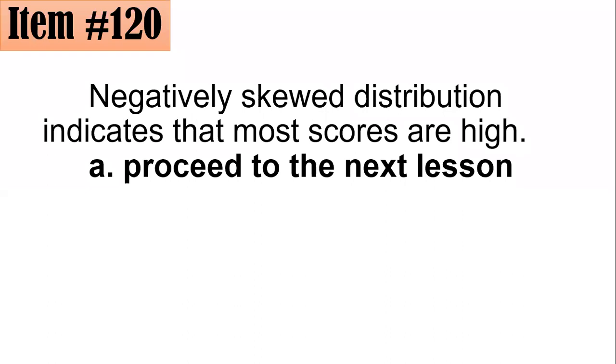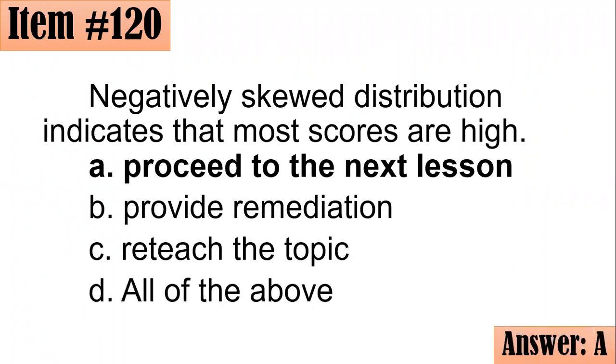When we say negatively skewed po, to make it simple, a negatively skewed distribution indicates that most scores are high. The lowest measure of central tendency is the mean, followed by the median, and the highest is the mode. That's why this actually tells us that many of our learners have high scores, and most likely high scores would indicate that learning occurred. Then the best thing is proceed to the next lesson, letter A. Okay.